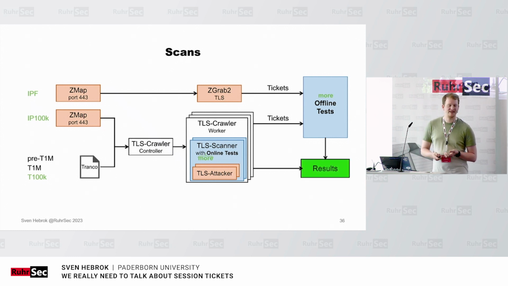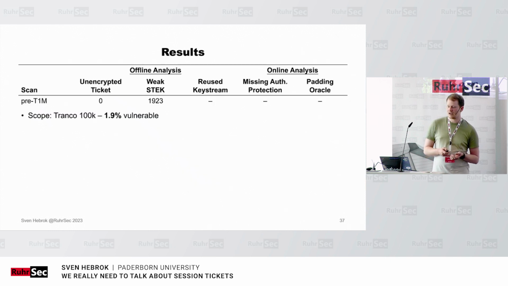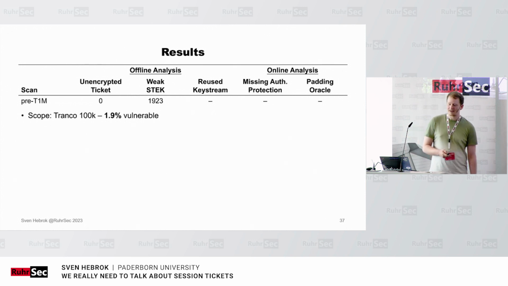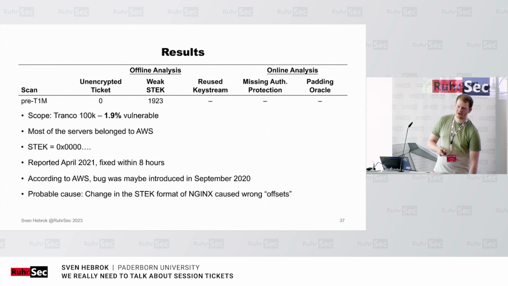So let's get to the results. In our first scan, we didn't want to publish it at first, but then we got a result. So we did a Trunco 100,000 host scan and found that 1.9% of hosts were vulnerable. They used a zero stack. This was mostly due to the internet consisting mostly of AWS servers, and AWS had some flaw in there. So again, we've seen a stack that just consists of zeros. We reported this back in April 21, and the flaw was fixed.